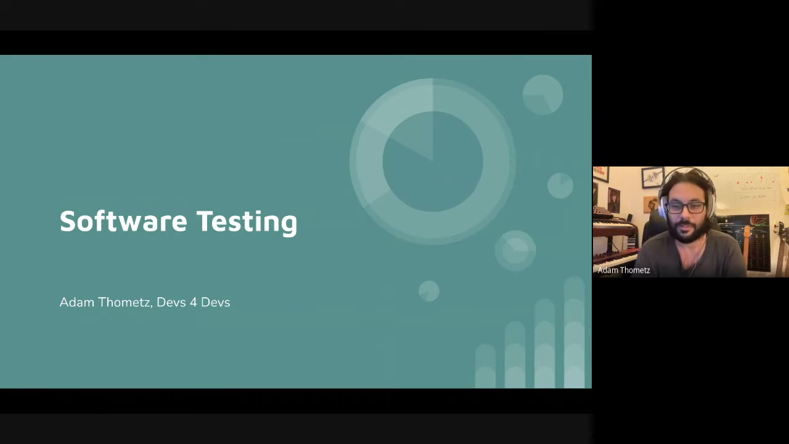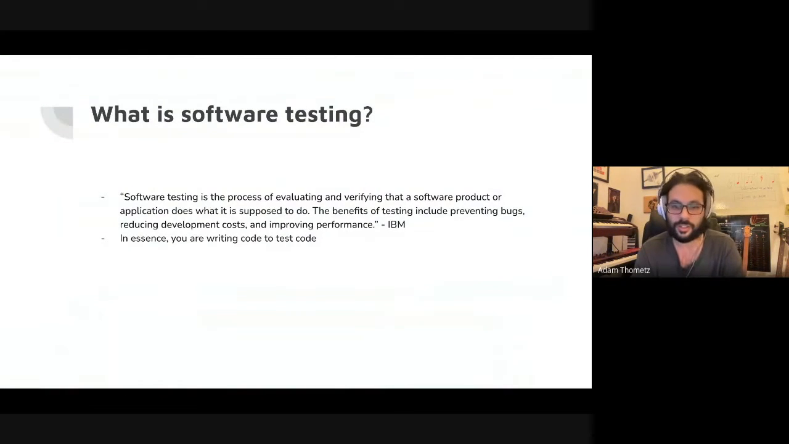All right, so anyway, so what is software testing? It's kind of obvious. I just pulled this definition straight from IBM. Software testing is the process of evaluating and verifying that a software product or application does what it's supposed to do. And the benefits include preventing bugs, reducing development costs, and improving code performance, straight from IBM. So basically, you're writing code to test your code.